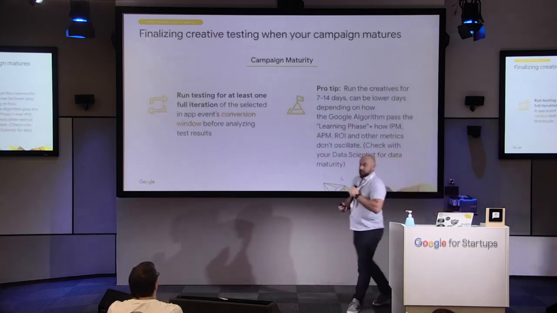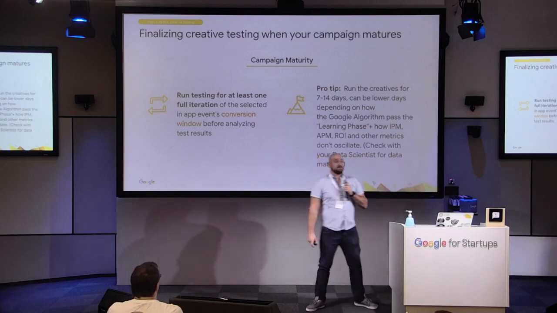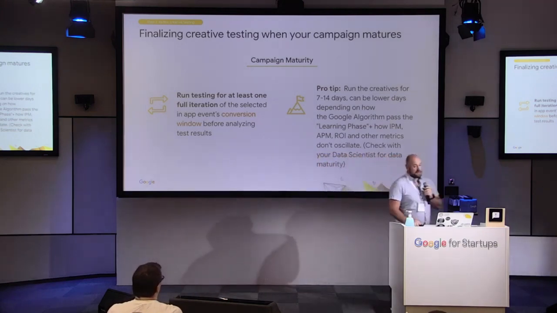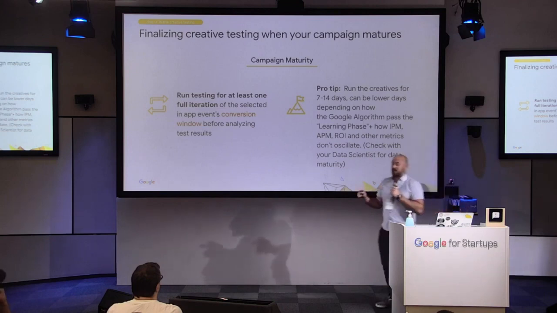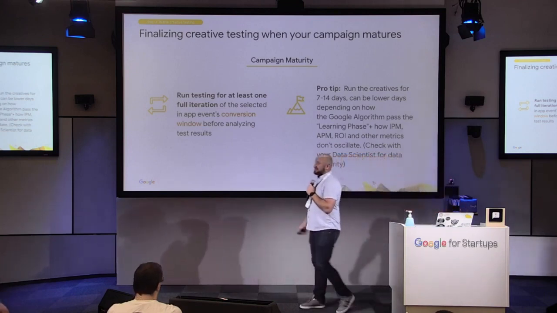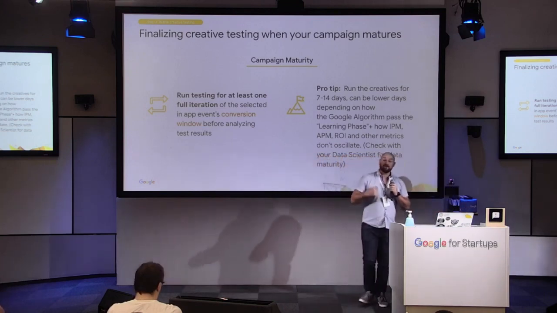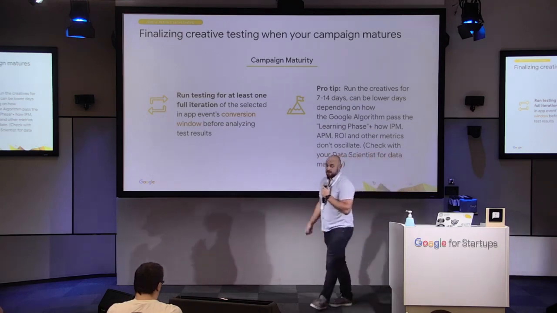So those are the three main ways of looking at potential testing. Basically, when we finalize creative testing and the campaign matures, there are two main things to keep in mind. And this is, to be honest, for creative testing and also just general campaign performance.